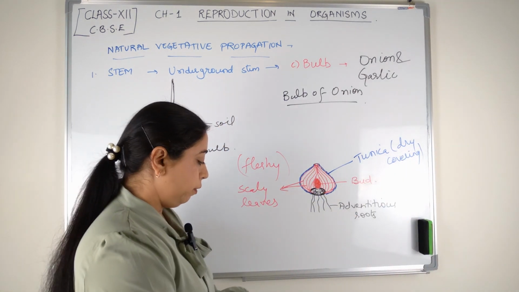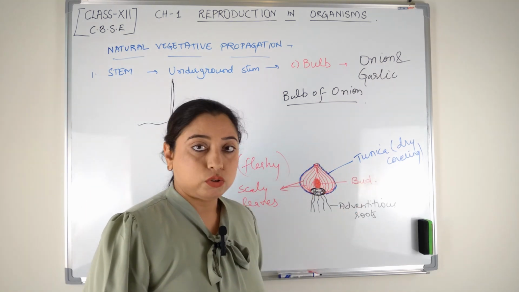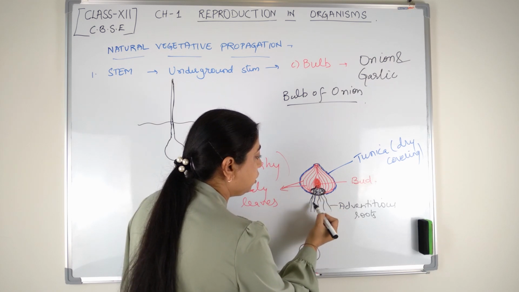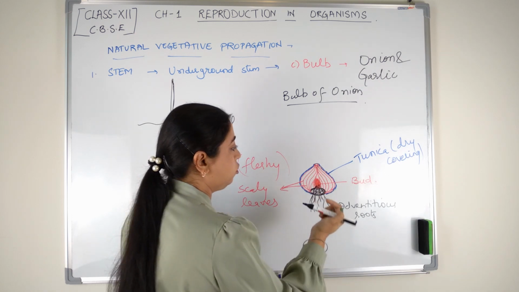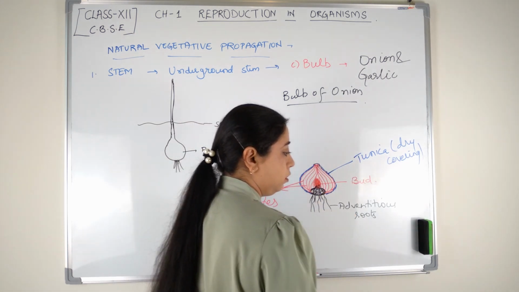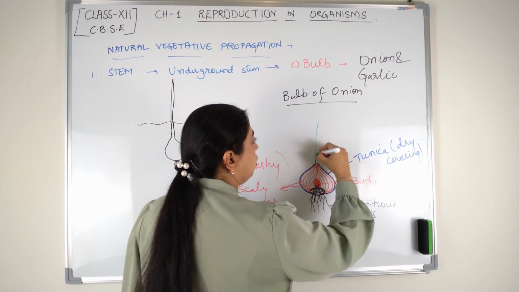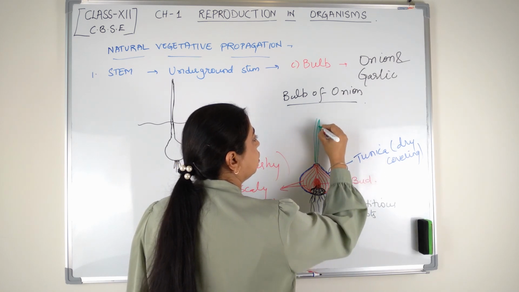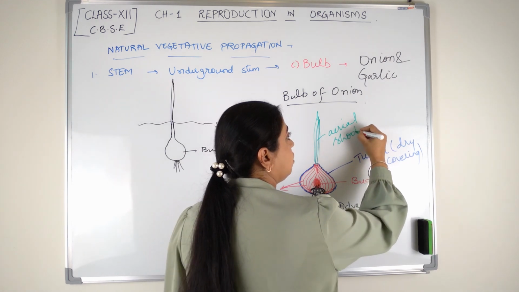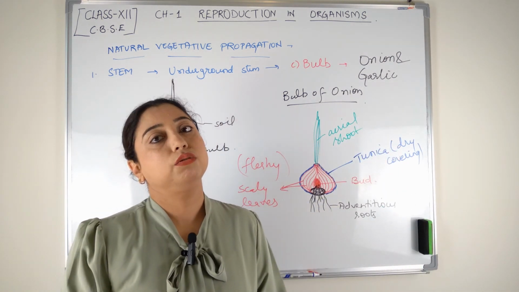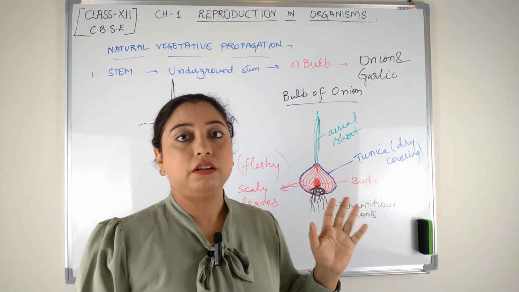So when we bury this bulb of an onion into the soil, this bud immediately gives rise to the adventitious roots below into the soil once it germinates, and above it gives rise to the aerial shoot. As a result, a new onion plant grows up. So this is about the structure of onion bulb.